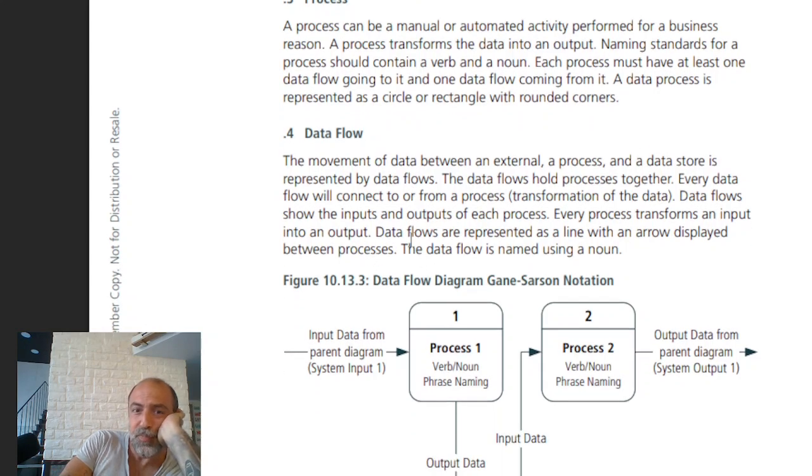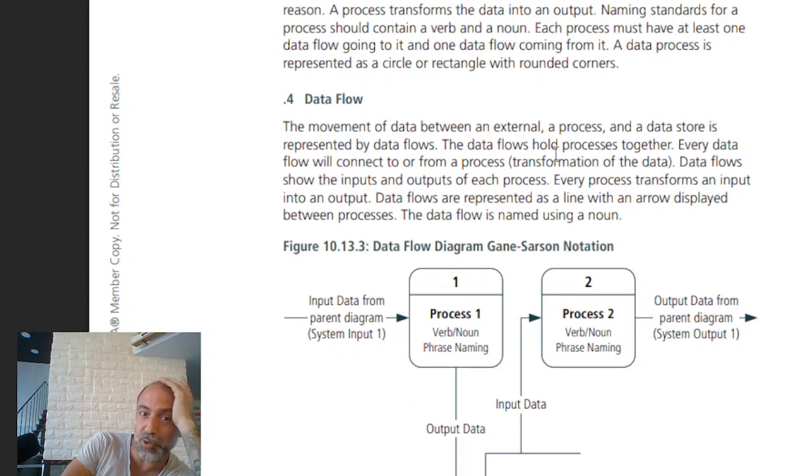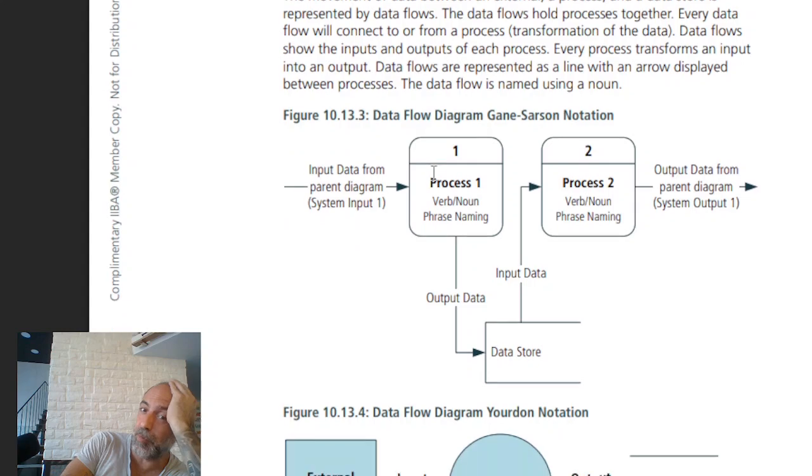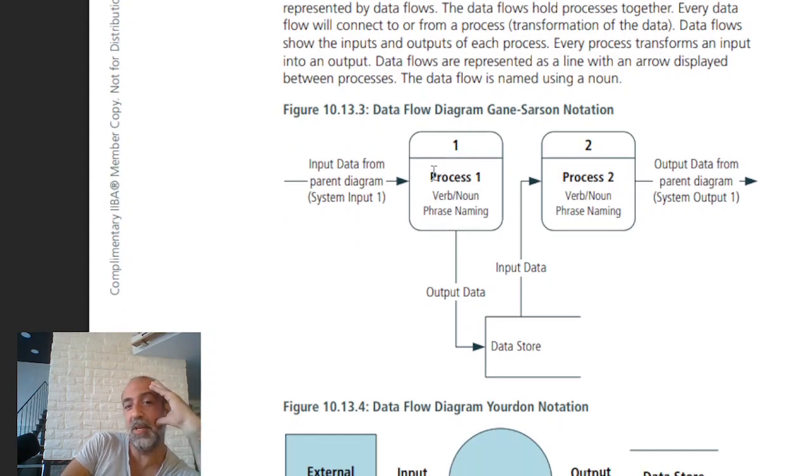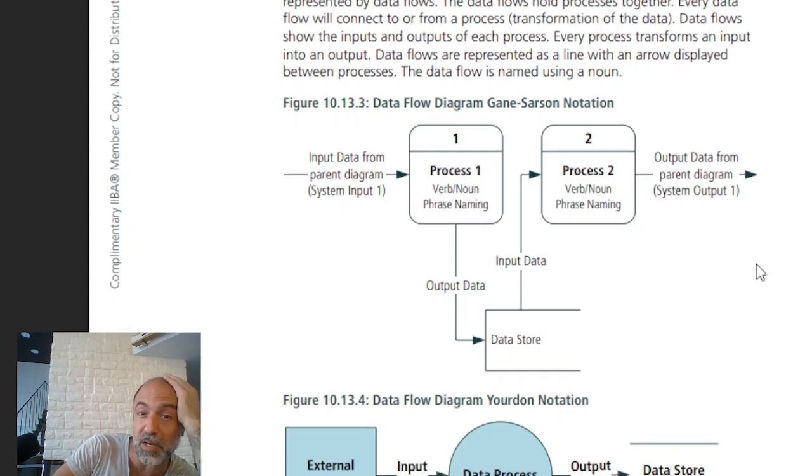In the data flow, the movement of data between an external and a process, and a data store is represented by data flows. Look at that. The data flows hold processes together. Every data flow will connect to or from a process transformation of the data. Data flows show the inputs and outputs of each process. Every process transforms an input into an output. Data flows are represented as a line with an arrow displayed between processes. Yay, line. You get it? See this arrow and a line? Wow. It leads somewhere as this flows here. Data flow is named using a noun.